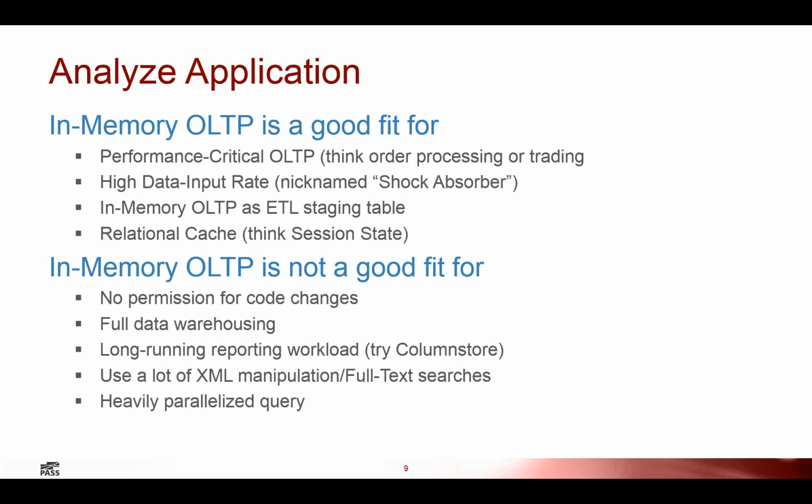Now, the second category of applications is applications with high data input rate. So, for example, you have millions of rows coming into the system all at the same time, and we nickname the scenario as shock absorber, as in we absorb spikes in the incoming data rate, and in-memory OLTP can help with that because we can handle a lot more volume with the same hardware.